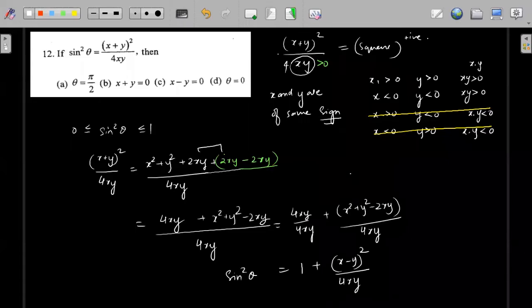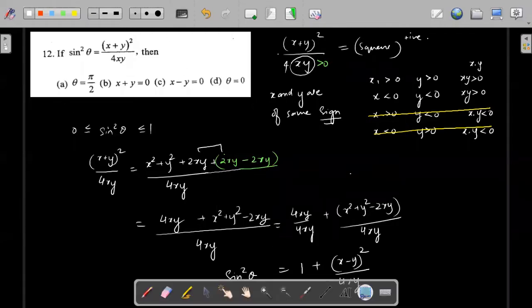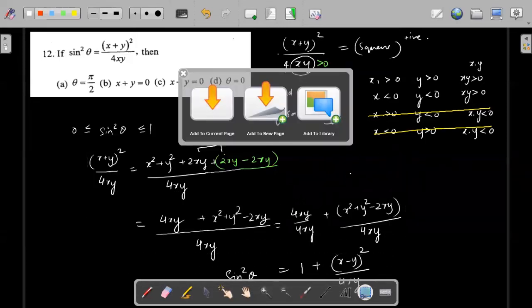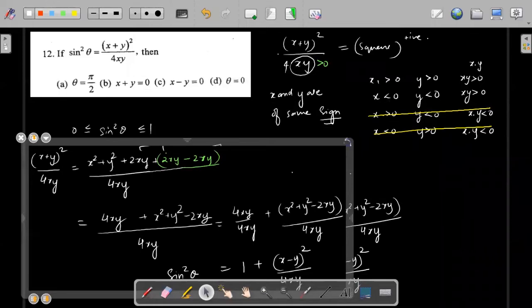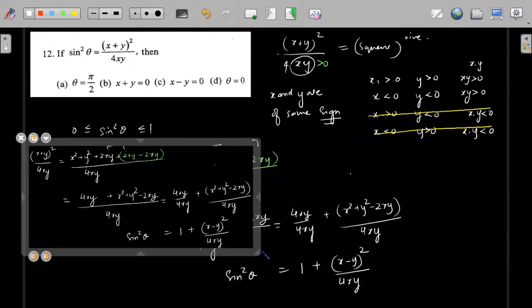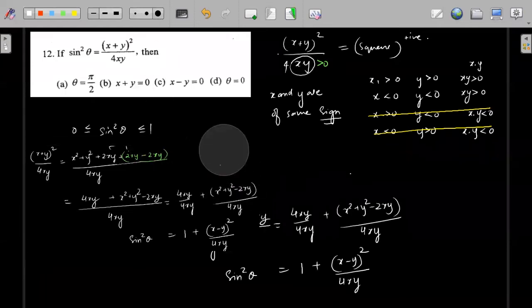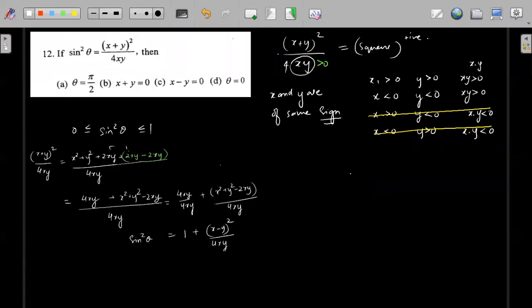Till here, I think everything is okay. Simply, I have just written this in this form, and I have simply written this in this form. Understood? I hope this part is okay for everyone. Okay, so just let me copy this. Fine. I hope this part is okay. That sine square theta I have written in this form.